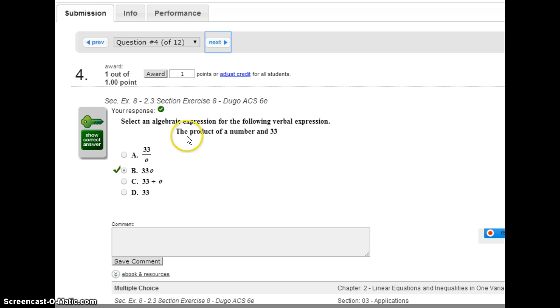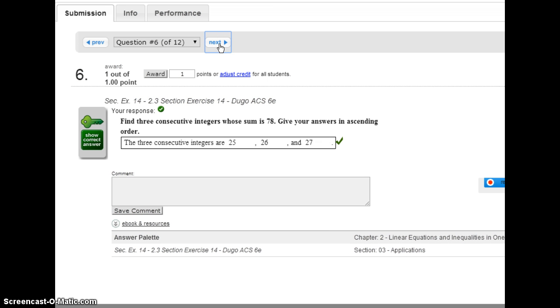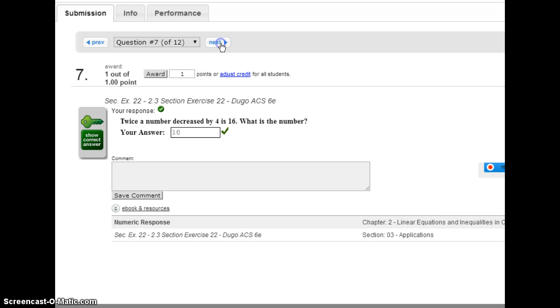You got 4 correct. The product of a number and 33, that just means multiply. So whatever the number O is, multiply it by 33. That's how you can write it. And again, T times 44, good job. The product of a number and 44. And it looks like you got 6. Good work. And 7.